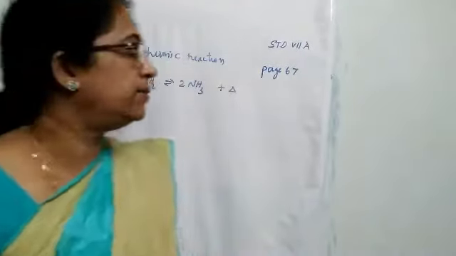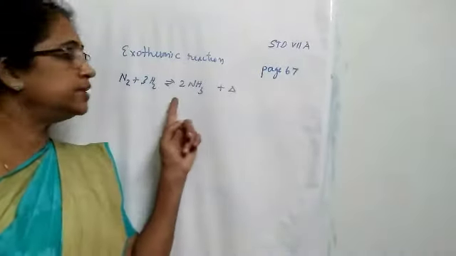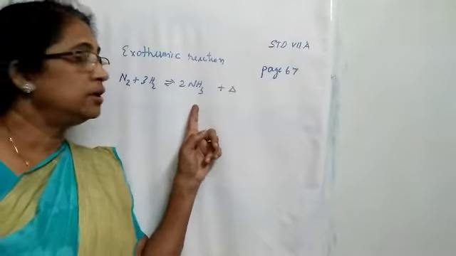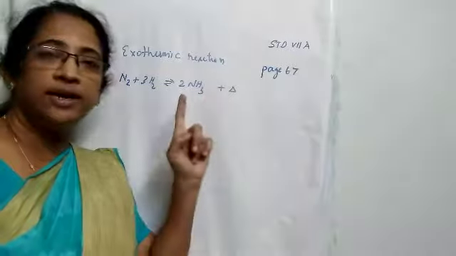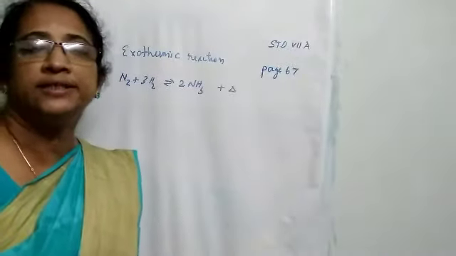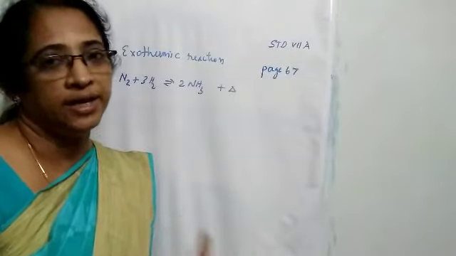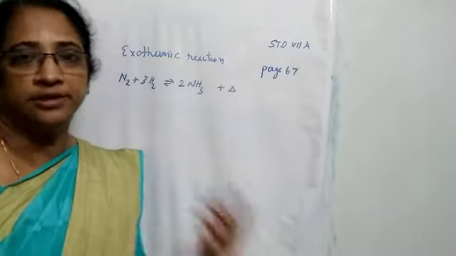Let us take an example. N2 plus 3H2 reversibly gives 2NH3. Here you can see a sign, plus delta. This plus delta indicates that the reaction is exothermic in nature. So define the term exothermic.